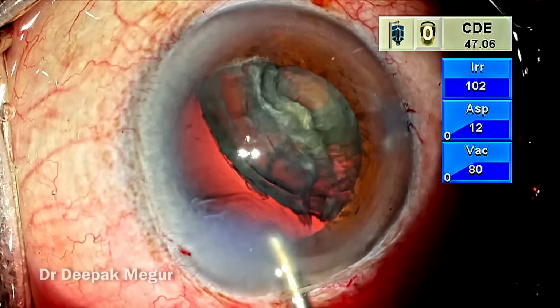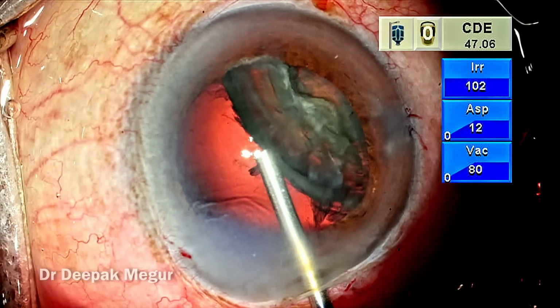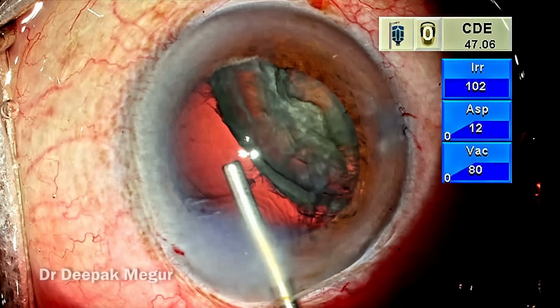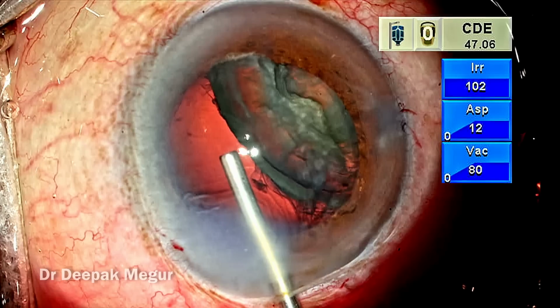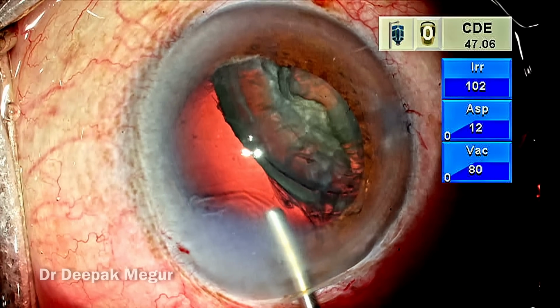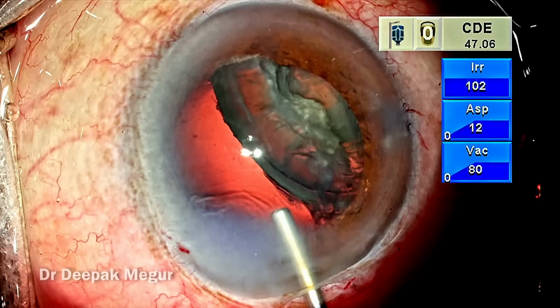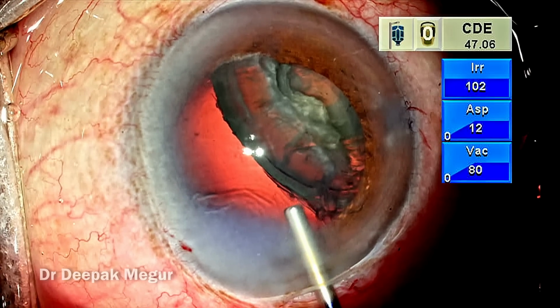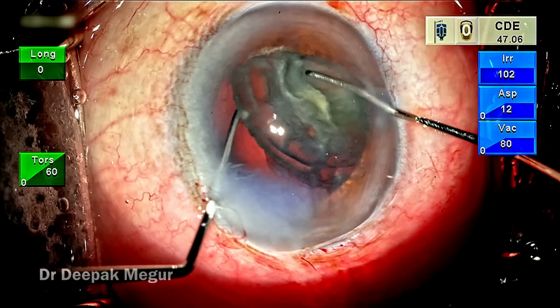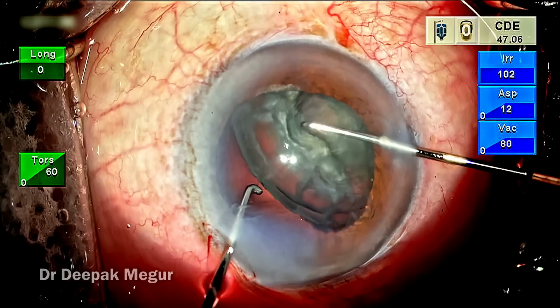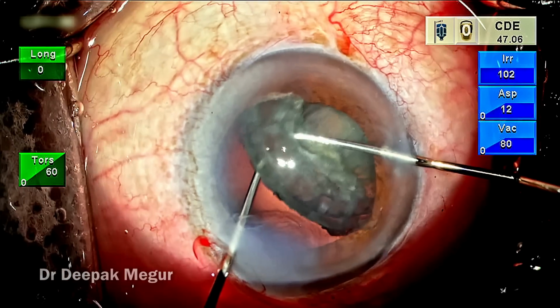I'm going in with some OVD, trying to push it under the nucleus so that I can visualize something. But as soon as I put the OVD, they all disappeared and it looks very homogeneous and I'm not able to visualize any posterior capsular tear. So at this stage, I thought the safest bet here is to emulsify the nucleus in the antechamber.